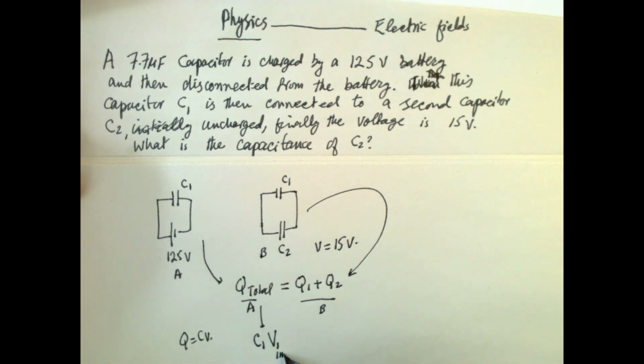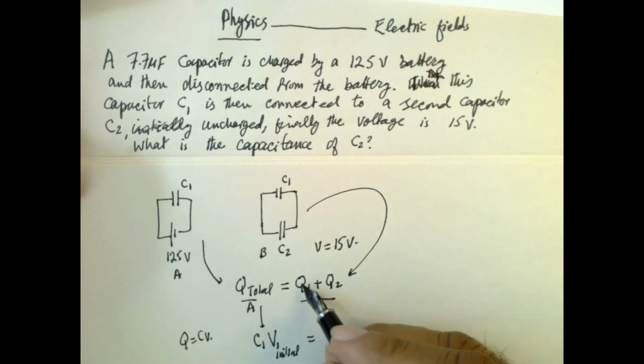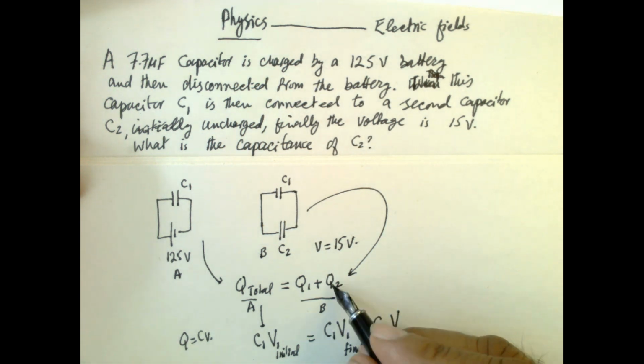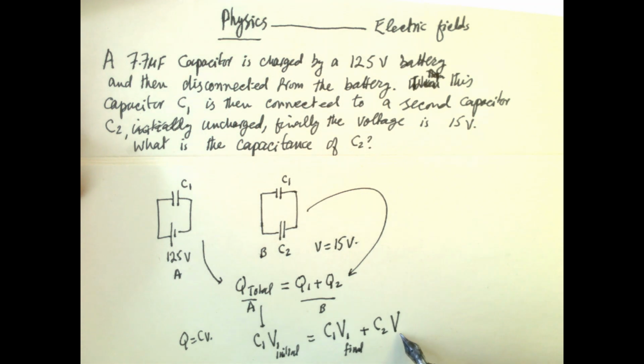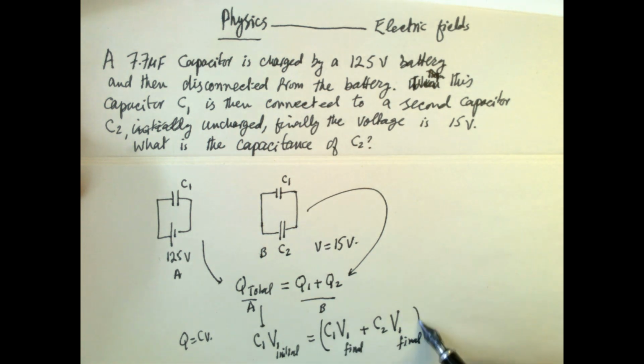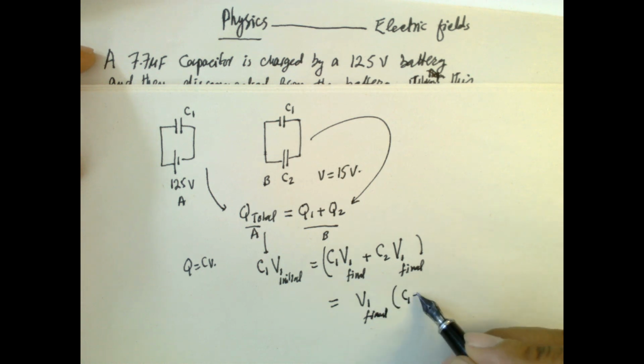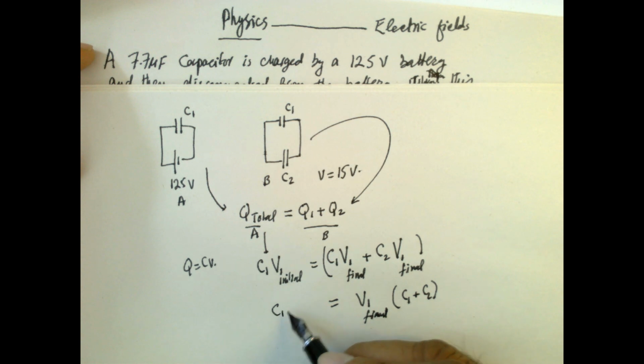This one is initial, and then this one is final. C1 V1 final plus C2 V2, which is also the same voltage. So V1 final is common. V1 final times C1 plus C2 is equal to C1 V1 initial.